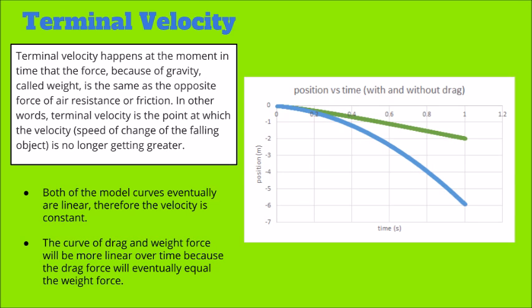Terminal velocity is the constant speed that a freely falling object reaches when the net force is 0. The graph is position versus time. However, when the slope of the position is linear or constant, the velocity is constant. It looks like both of the model curves are linear at the end, thus the velocity is constant here. The curve of the drag and weight forces will probably be more linear over time because the drag force will eventually equal the weight force, as the PHYS model arrow showed.